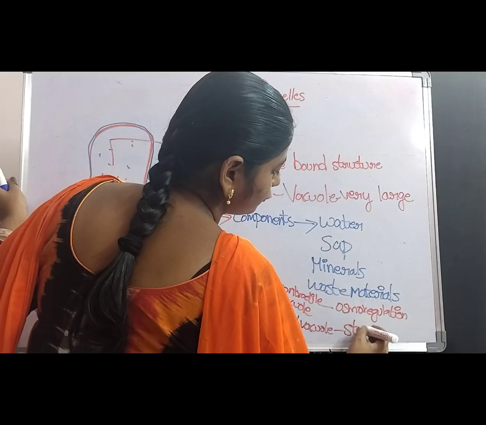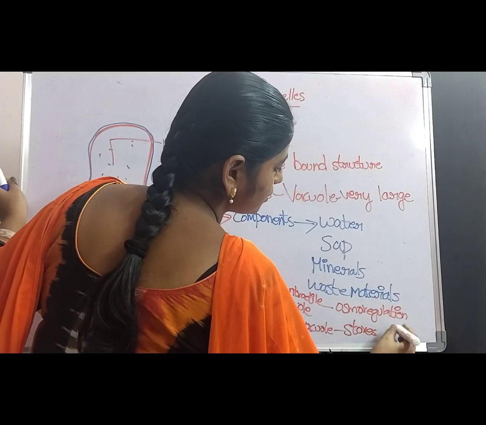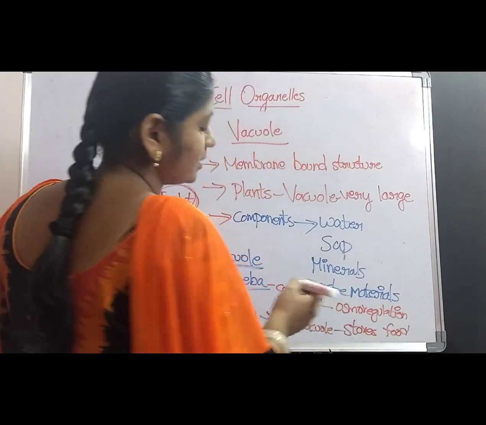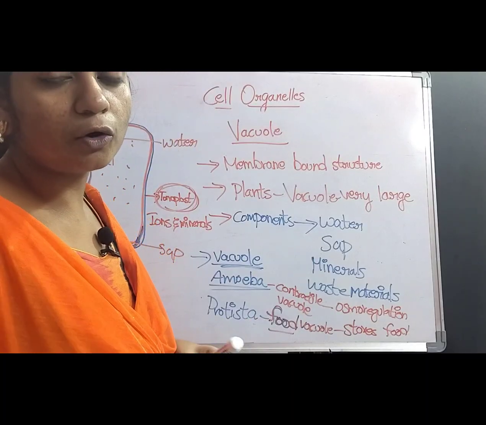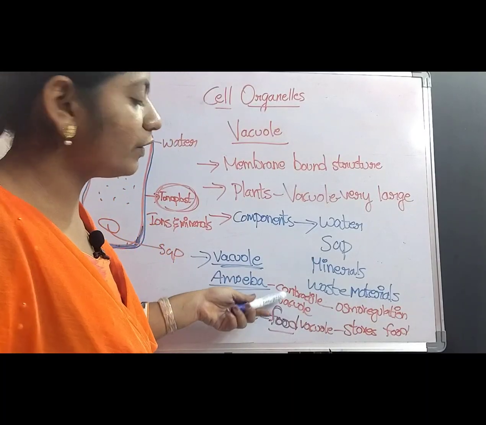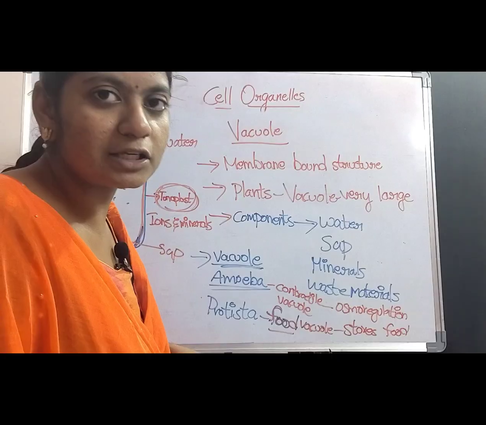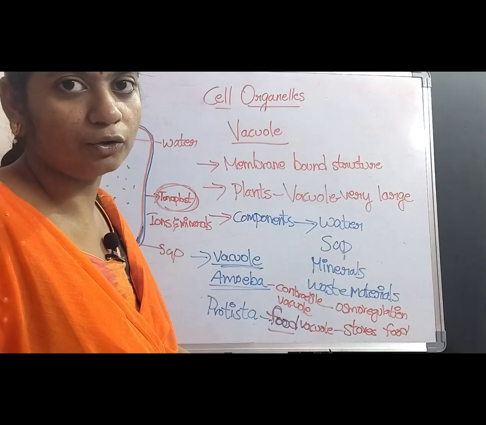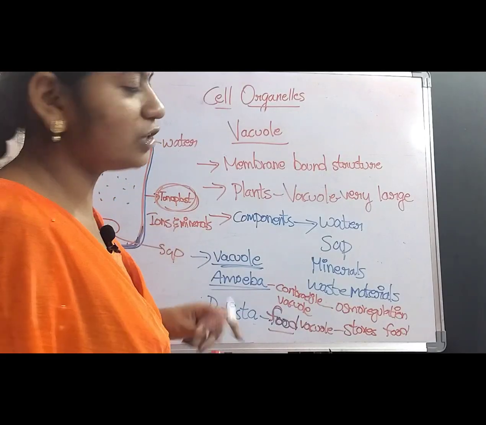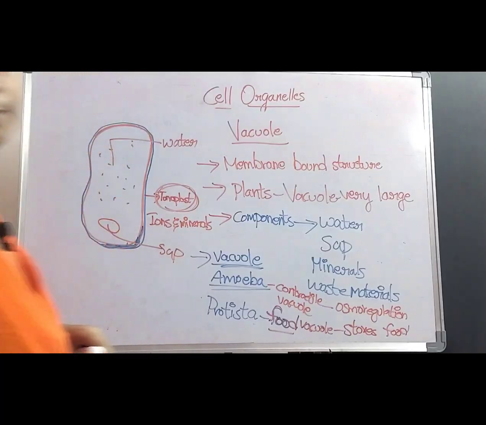So what is the function of the food vacuole in the protista? It stores food. Whereas what is the function of the contractile vacuole in the amoeba? The contractile vacuole helps to remove the excess water which is present inside the vacuole. So this is about the complete structure and function of the vacuole.